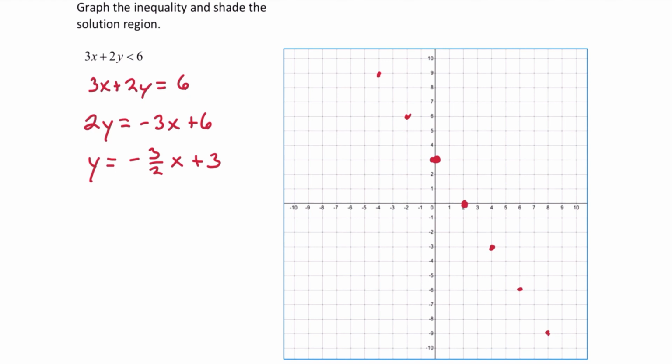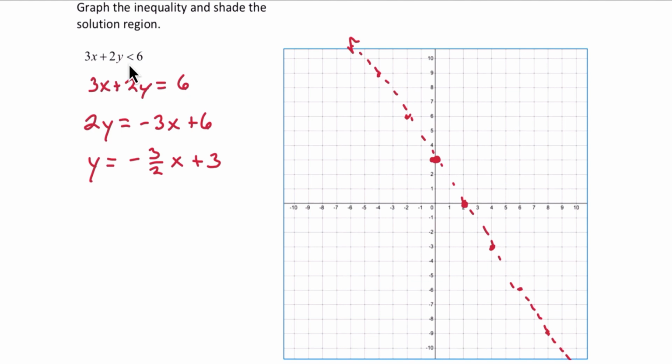And now when we play connect the dots, we need to ask ourselves, is it a solid or a dotted line? Since the original inequality is strictly less than, and we don't have equality, this is going to be a dotted line. Notice that the line splits the graph into two regions. We'll next choose a test point to determine which region is the solution set. You can pick any point you want as long as it's not on the line you just drew.